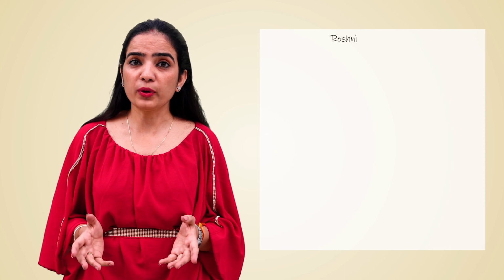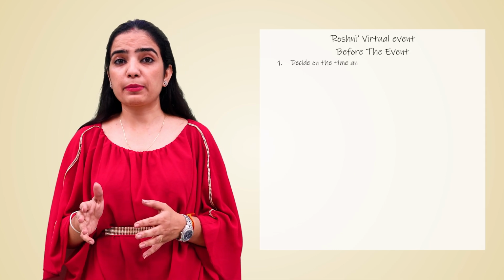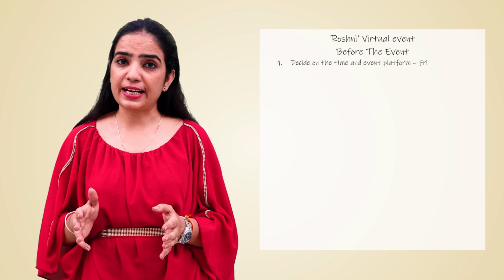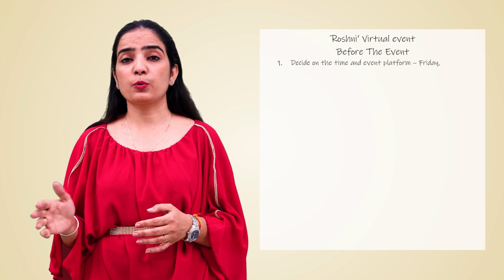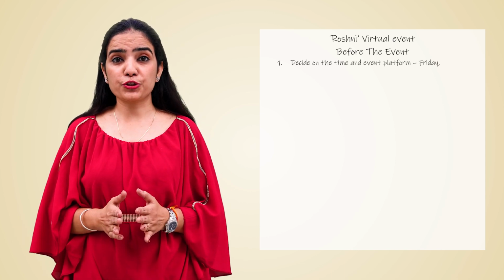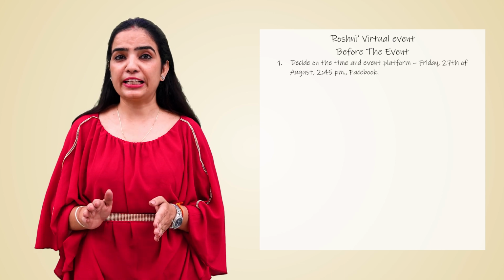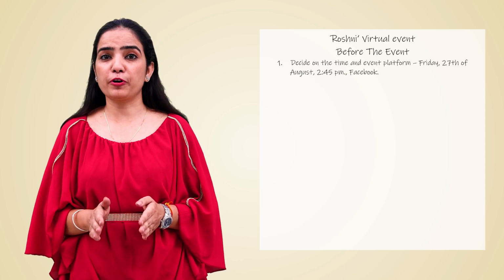So how do I do it? I discussed with my team what date and time is suitable for them, and we decided that Friday after 2 weeks will work best for them. We also agreed that the event should take place at 2:45 p.m. when people are done with their daily chores and there's still time for dinner preparations. We also decided to run the event on Facebook so that many people can easily join us.